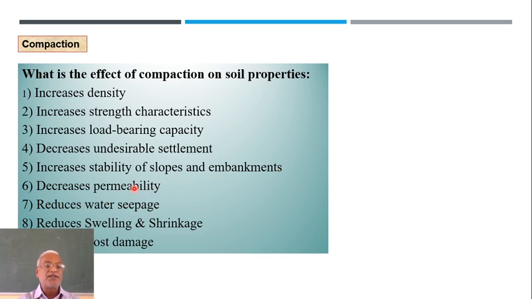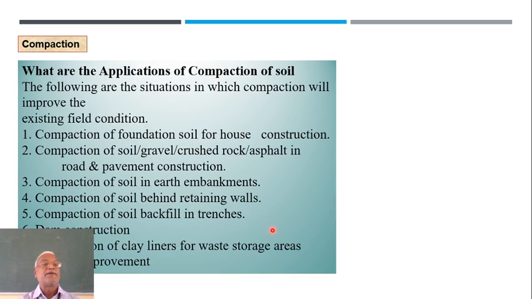Obviously, the void space is less. Because of that, the permeability will be decreased. It reduces water seepage: the rate at which water seeps through the soil will be reduced because the voids are reduced. It reduces swelling and shrinkage. It reduces frost damage. All this is only because there is a large decrease in the voids. Because of that, all these things happen. So this is the effect of compaction on soil properties.